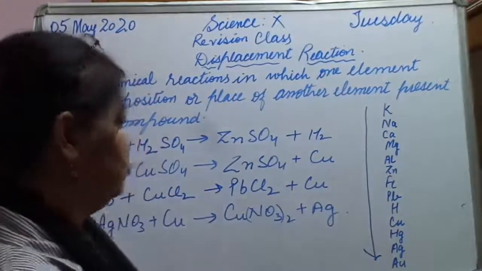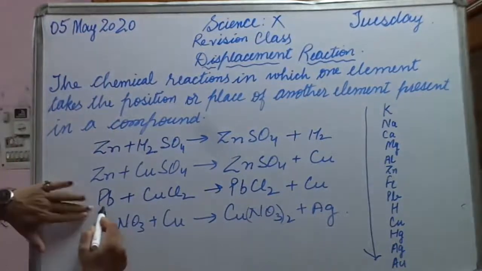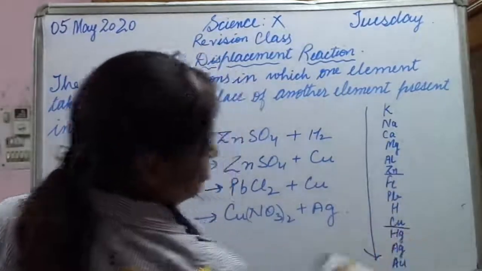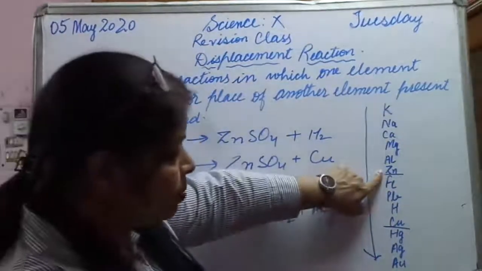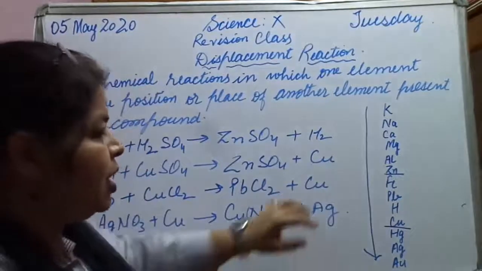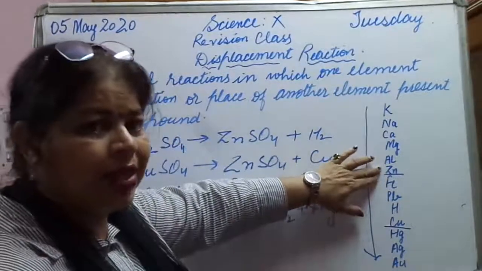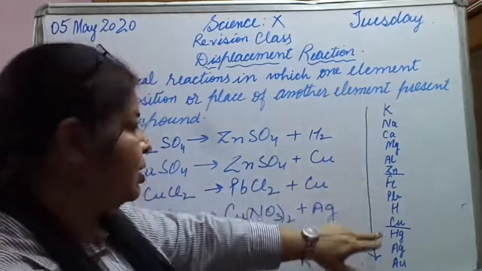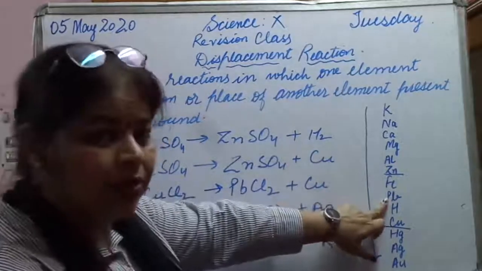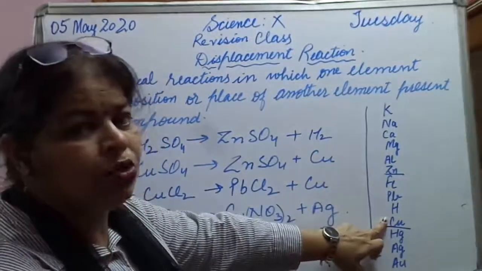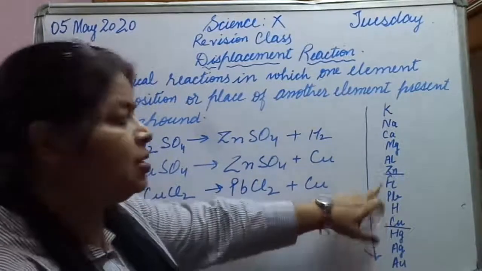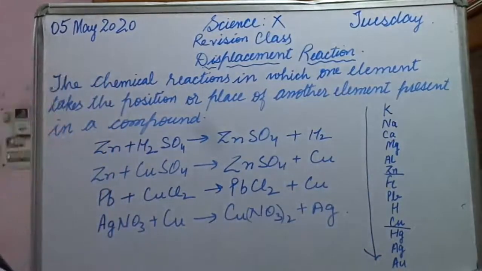So let us take lead or zinc and copper. See the condition, zinc is here and copper is here. So what is going to happen? Zinc can replace copper, but copper cannot replace zinc. Same way, if I say zinc and Fe, then zinc is more reactive than Fe. If I take the example of lead and copper, see here, lead is here and copper is here. So which is more reactive? Lead. So lead can replace copper from the compound, but copper cannot replace lead. Fine. So this is how the reaction can be taken.